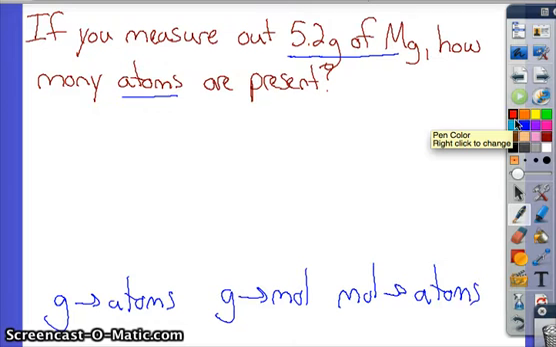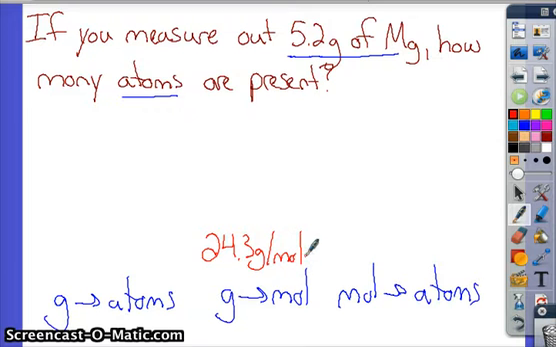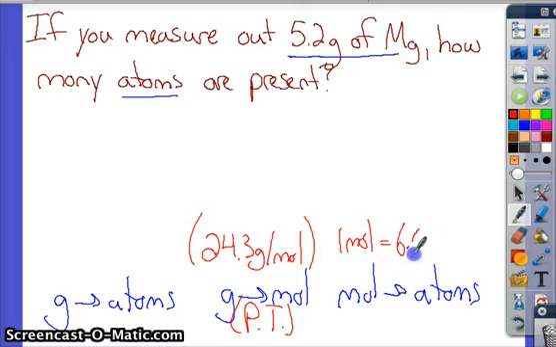To determine the number of grams in 1 mole of magnesium, you have to look at the periodic table to determine the molar mass. And you look up the molar mass, and it's going to be 24.3 grams per mole of magnesium. And that is from the periodic table, the atomic mass. You also know that 1 mole of any substance is equal to 6.02 times 10 to the 23rd atoms. And you know that from Avogadro's number.